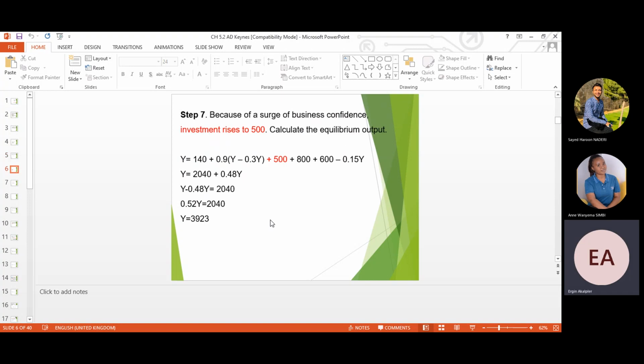And when we look to the next step, because of a surge of business confidence, investment rises to 500, calculate the equilibrium output. Now we are trying to solve this problem: when the investment is increased, how is it affecting and changing the output? Then we may say the increase in investment from 400 to 500 will negatively affect and reduce the output. But as you know, investment is the future proposed realized activities and entrepreneurship. And this will probably, after a year or after some years, be reflected in the output and will enlarge and increase it. But in the current period, when you increase the amount of the investment or the saving amount, it will negatively affect the GDP, and it is reduced to 3,923.